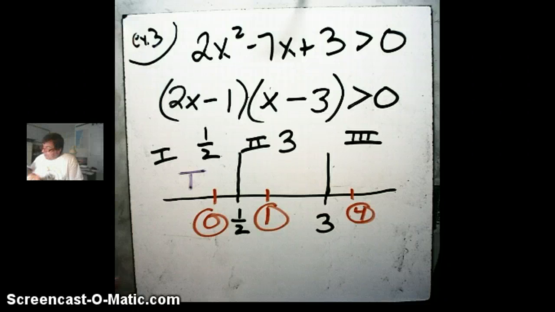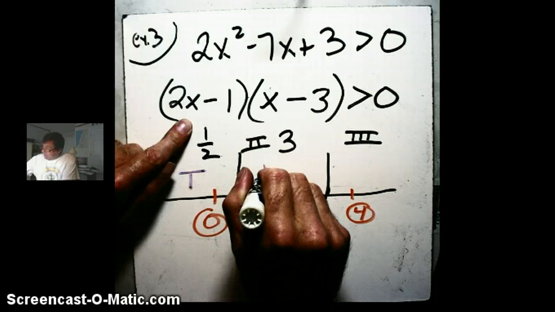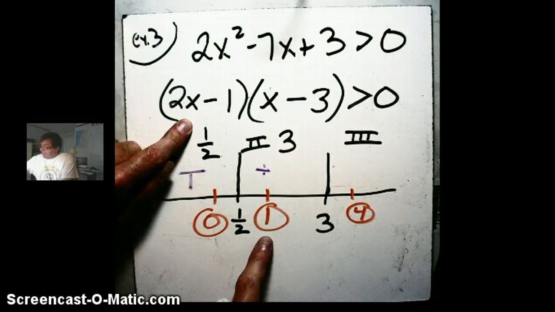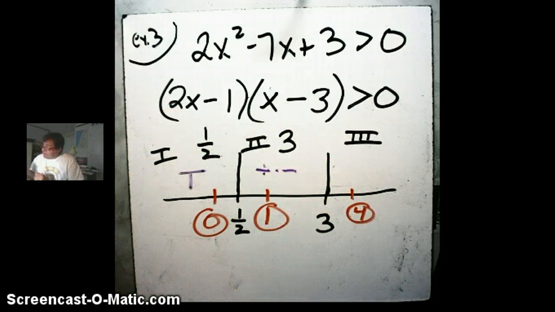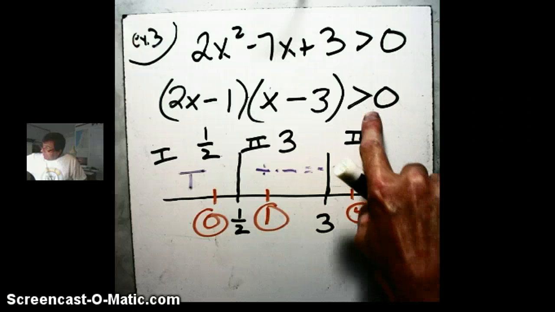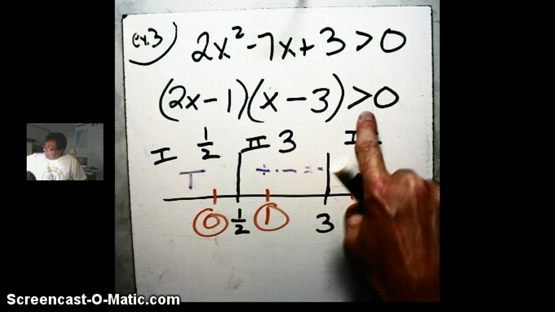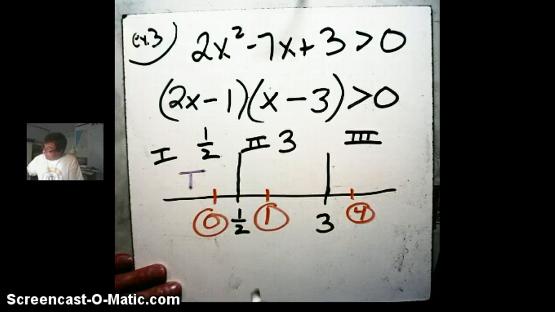Okay, now I'm going to go to this 1 right here, and I'm going to plug in 1 for the x. 2 minus 1 is 1. Well, that's a plus, right? And then let's plug the 1 in over here. 1 minus 3 is -2. That's a negative, right? So what's a positive times a negative? A positive times a negative is a negative. Now, I'm looking for where the quadratic is greater than 0. Negative is less than 0, or it's under the water, if you would. So that is false.